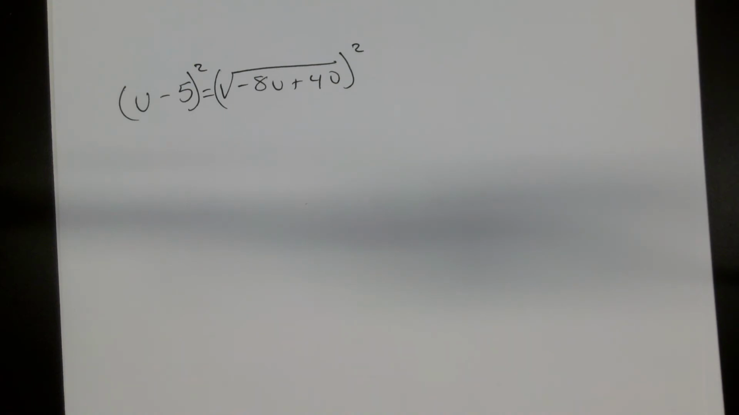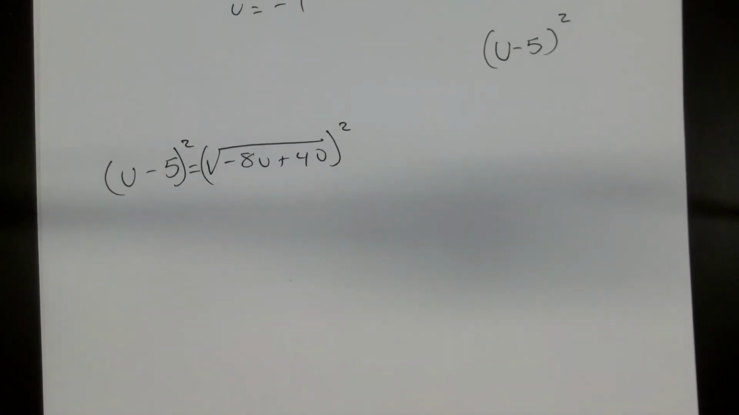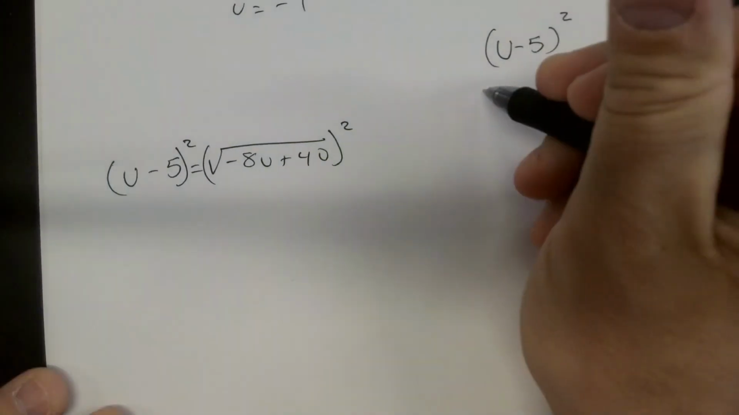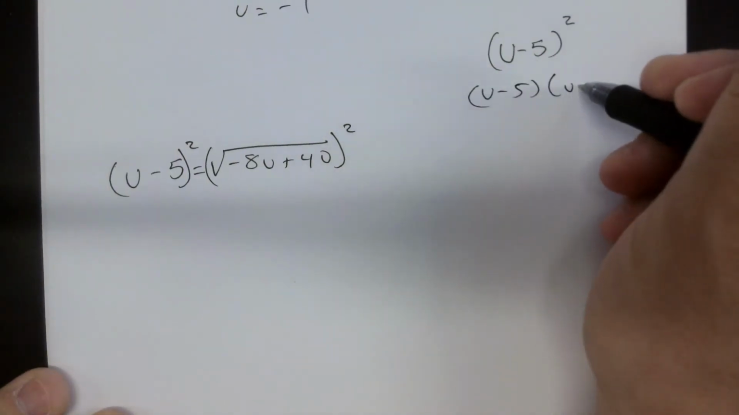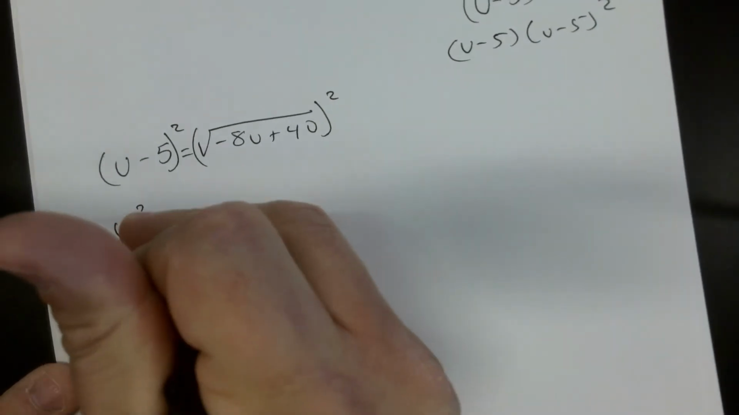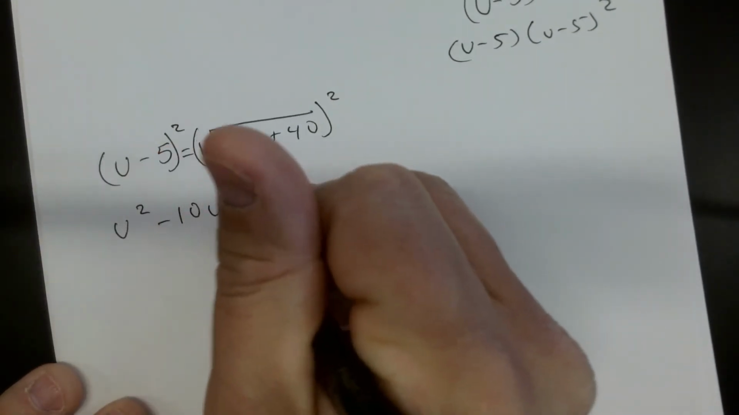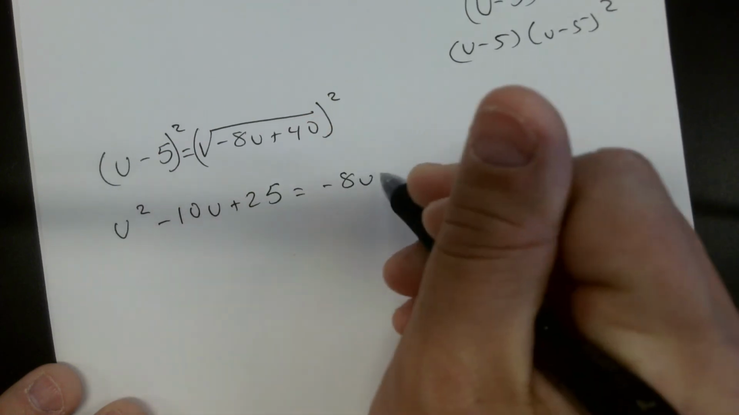I might need to give a homework off if someone can tell me. You don't have to do the homework if someone can tell me how to do this. How do I do that? U minus 5 squared. Oh, foil! You foil it. No homework. U minus 5 times u minus 5, which is u squared minus 10u plus 25 equals 8u plus 40.